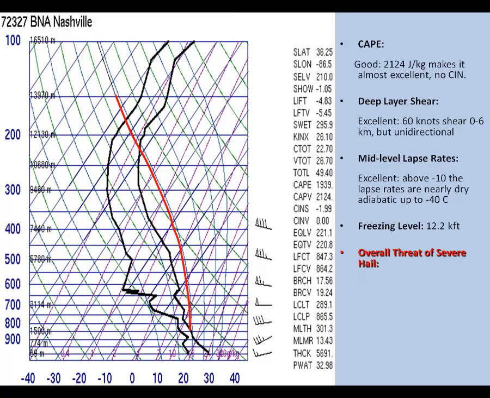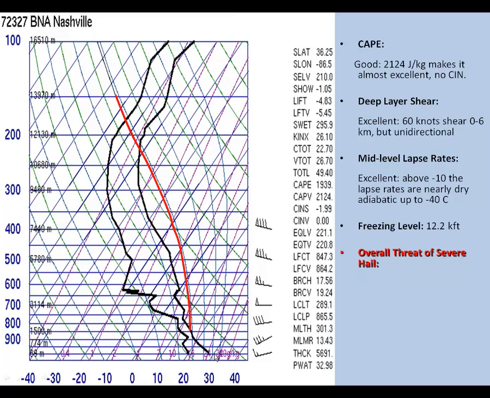What's wrong with you? Okay, let's take a look at a sounding now from Nashville, and this is a good example because of the lapse rates here in the hail growth zone. First of all, the CAPE is good. It's around 2100. There is some deep layer shear, 60 knots, but it is all unidirectional, as you can see. How about these lapse rates, though? Look at the lower level lapse rates first. They're pretty good. They're around dry adiabatic.